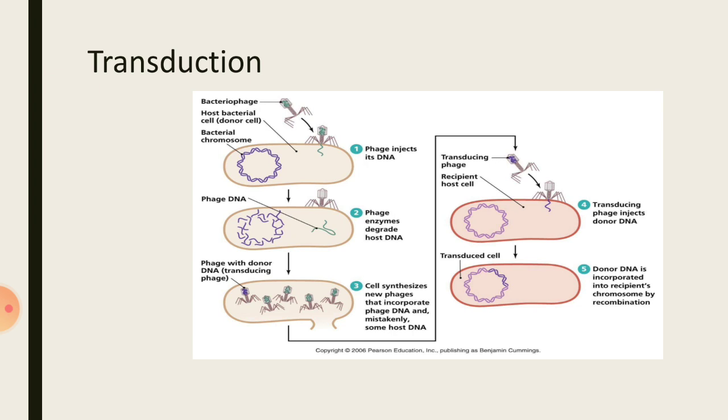They are conjugation, transformation, and transduction. In conjugation, bacterial genes get transferred from one cell to another cell through a conjugation tube or direct physical contact. It was discovered by Lederberg and Tatum in E. coli bacteria in the year 1946. The second type is transformation. Here, bacterial genes get transferred from one cell to another cell through the medium. It was discovered by Griffith in 1928 in Diplococcus or Streptococcus pneumoniae bacteria.